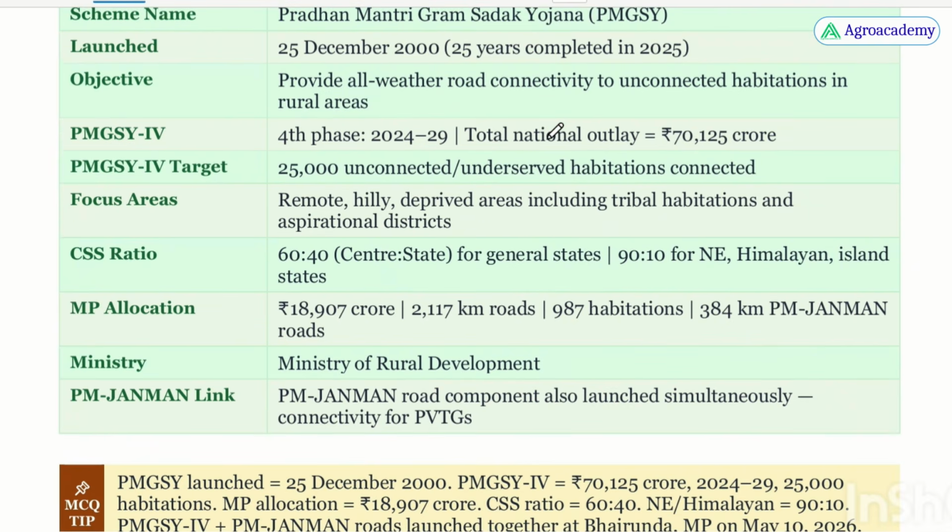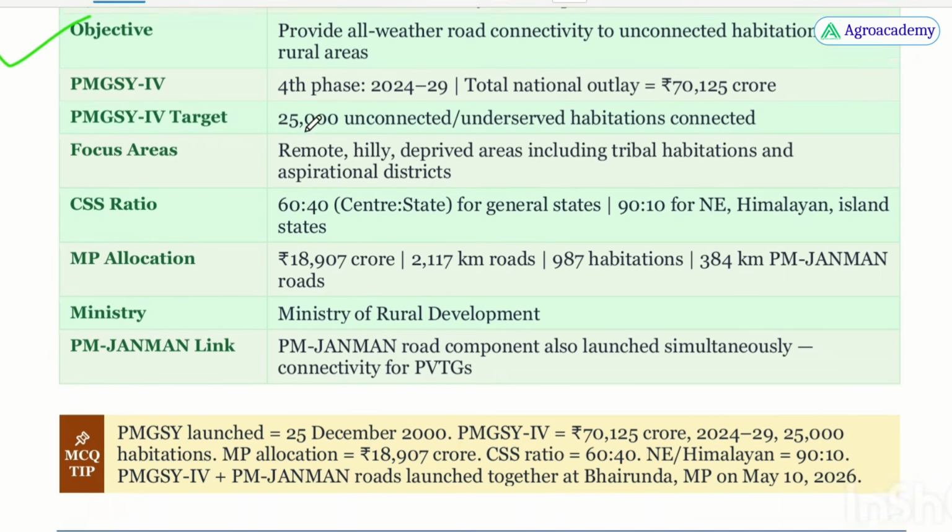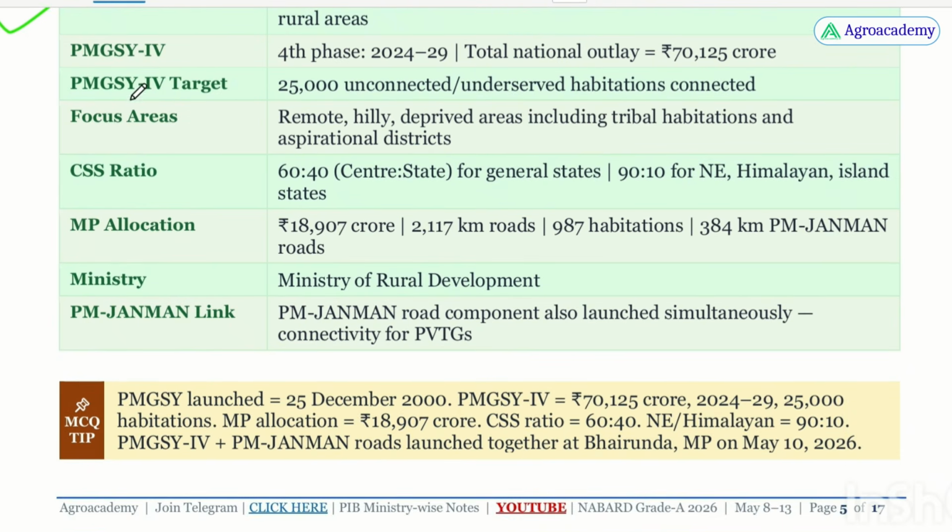What is the objective of this scheme? It provides all-weather road connectivity to the rural or remote areas, mainly villages in remote areas. Right now the fourth phase is going on, and the target is 25,000 unconnected and underserved habitations to be connected. You need to remember the number 25,000.